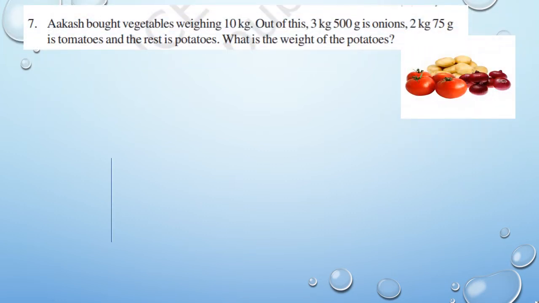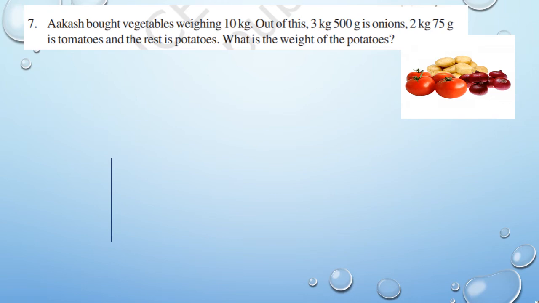Akash bought vegetables weighing 10 kgs. So the total weight of vegetables Akash bought is 10 kgs, out of which 3 kgs 500 grams is onions and 2 kgs 75 grams is tomatoes, and the rest is potatoes. So what is the weight of the potatoes? That is the question asked. So if total weight is 10 kgs and they gave you the weight of onions and tomatoes, if we subtract the weight of onions and tomatoes from the total weight, we can get the weight of potatoes. So let's see the solution.